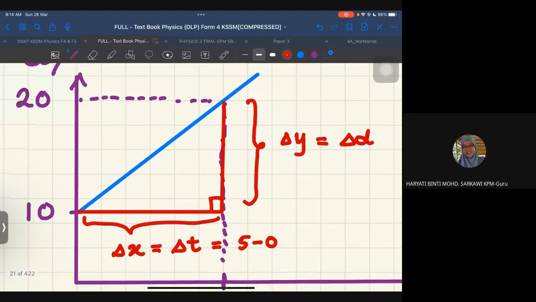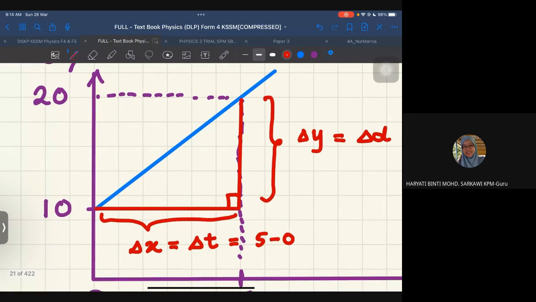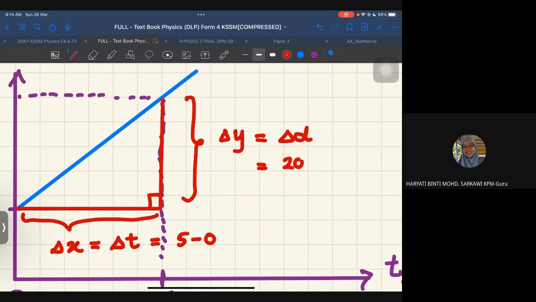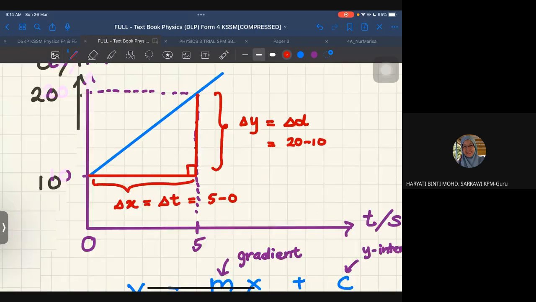And then for the y-axis, the change in d-axis, what is it? You see here, the height of this is 20, and the height of this one is 10. But we just want the change. So what minus what? Correct, 20 minus 10, because we just want this length. So I can write here 20 minus 10.